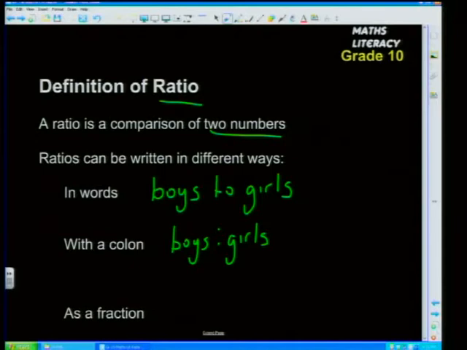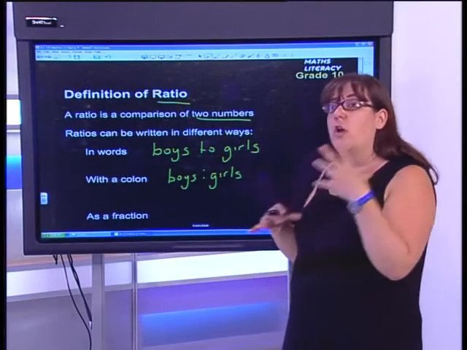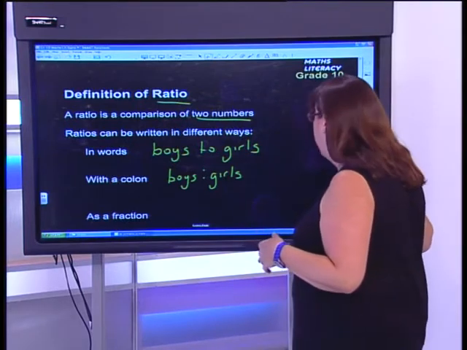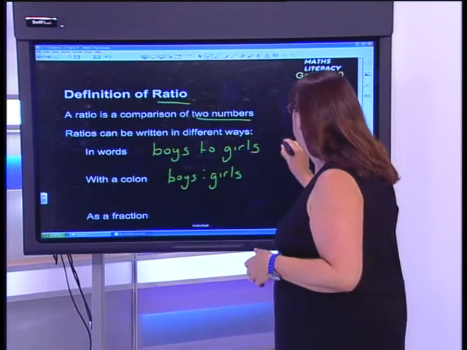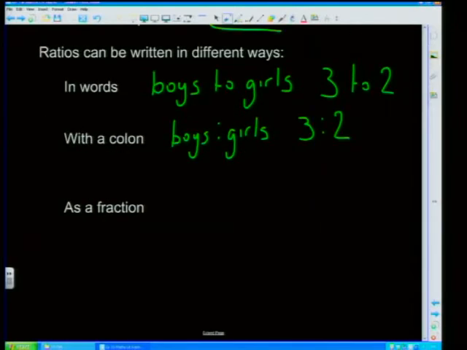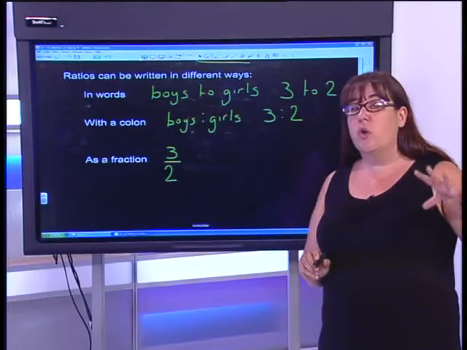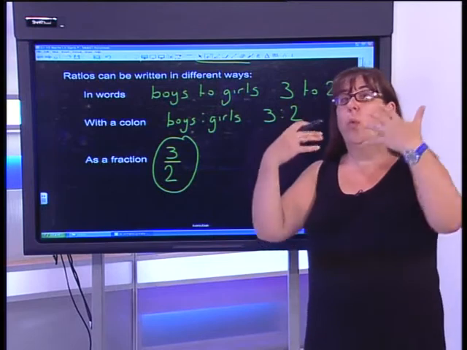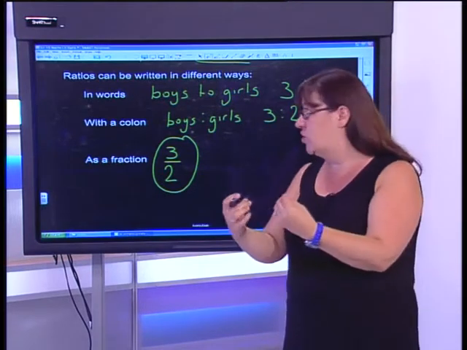And I can write it as a fraction. Now the fraction and the colon make a whole lot more sense if we actually use numbers. So rather than using the boys to girls, let's have a quick example. Let's say there were 3 boys to every 2 girls. And then with my colon, I've got 3 boys to 2 girls. And finally, as a fraction, let's extend the page a little bit, I've got 3 boys to 2 girls. And what's so nice about the fact that I write it as a fraction is now I can actually work with it as if it was a fraction.